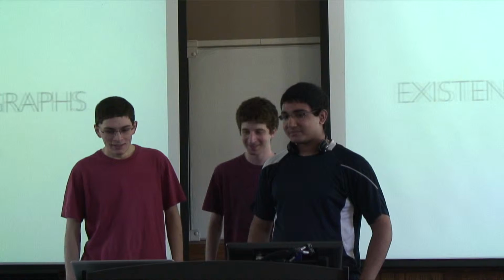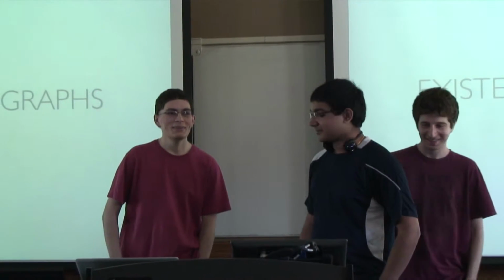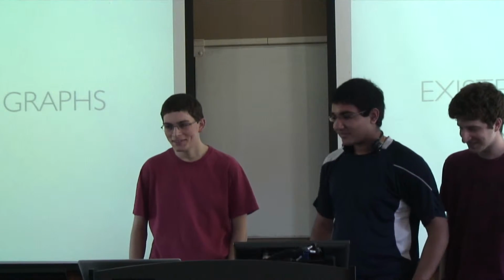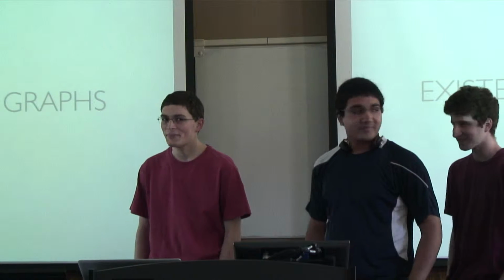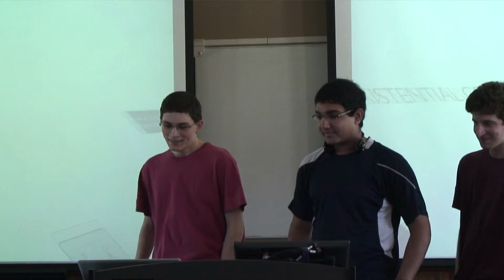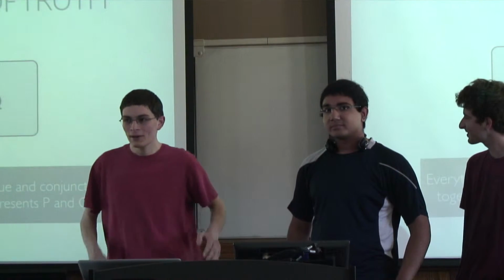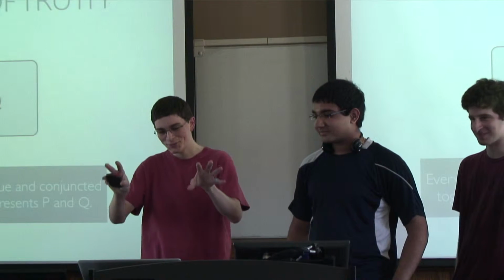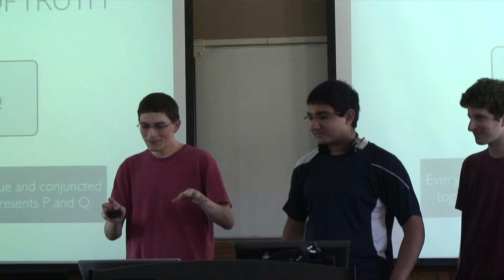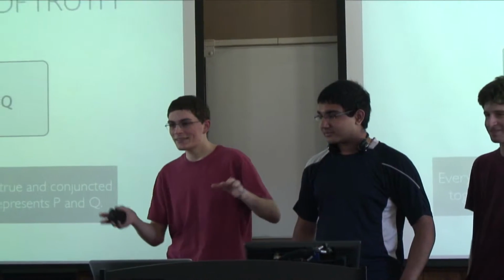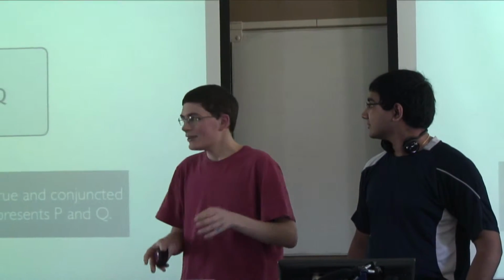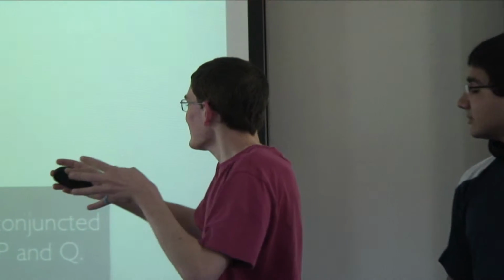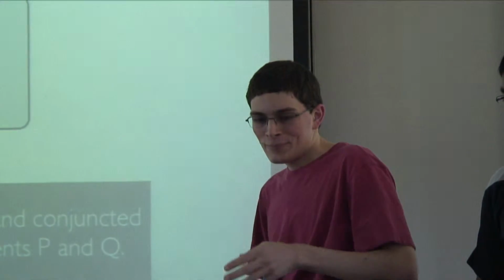Alright, so apparently we didn't get across the concepts of existential graphs very well the first time, so we're going to try that again. The basic part of existential graphs is this thing called the plane of truth. Everything on the plane is true and conjuncted together. So this means implicitly P and Q.